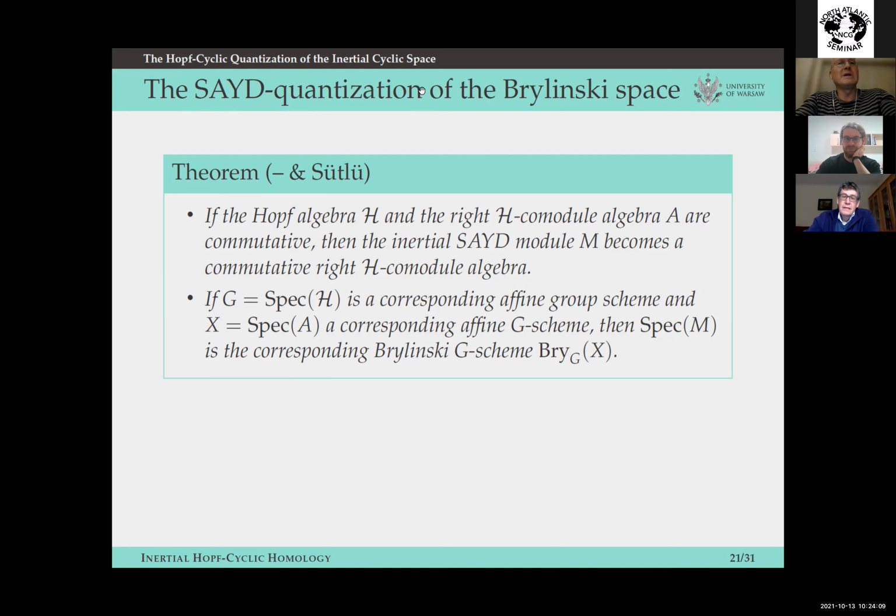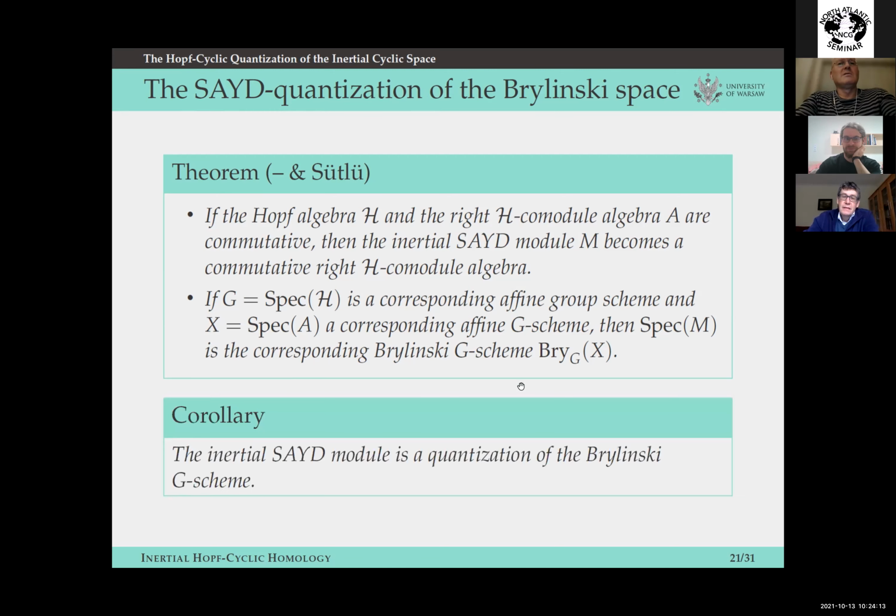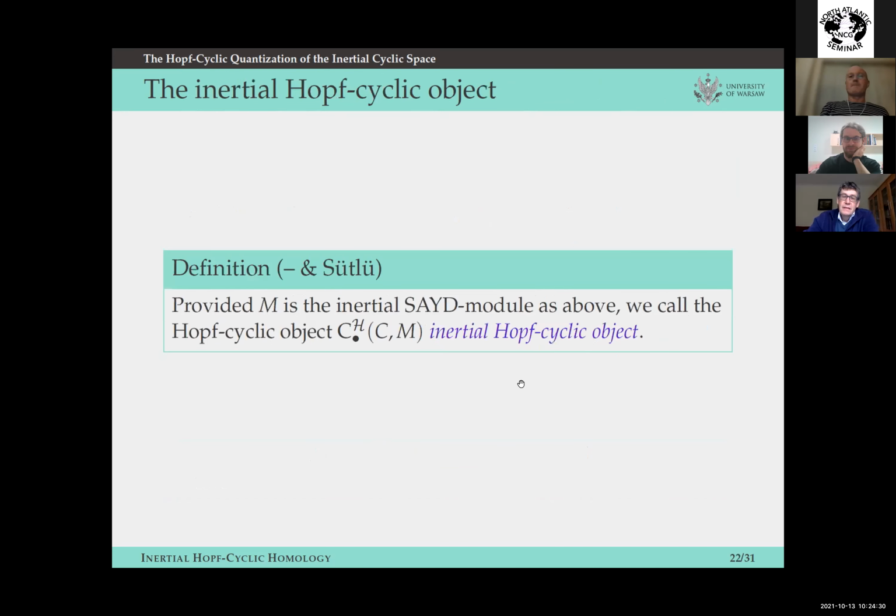So could you show the next point? Yes. So we have the corollary that this inertial SAYD module is a quantization of the Brylinski G scheme. So at least in the algebraic case, of course, you can add topology to all these algebras and modify everything accordingly. Having these coefficients, we can form the Hopf-cyclic object. Since we started from coefficients we call inertial SAYD module, we call this appropriate Hopf-cyclic object also inertial. So this is the definition of the inertial Hopf-cyclic object.